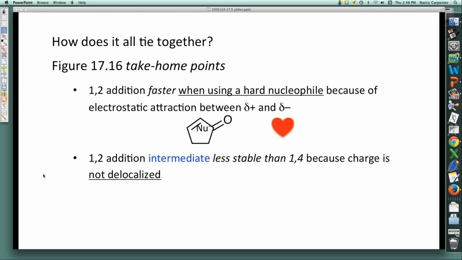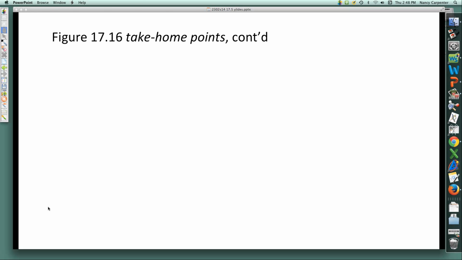But that's not all. The 1,2 addition intermediate, that oxyanion here, well, you know, it's less stable than 1,4. Here's the 1,4 intermediate, because the charge is not delocalized. This charge is the enolate, so this guy is more stable than this guy, and you'll see that in figure 17.16. Two more take-home points from that figure.